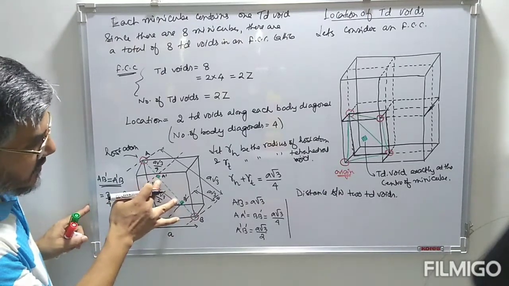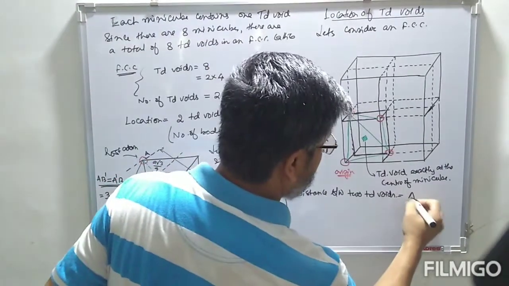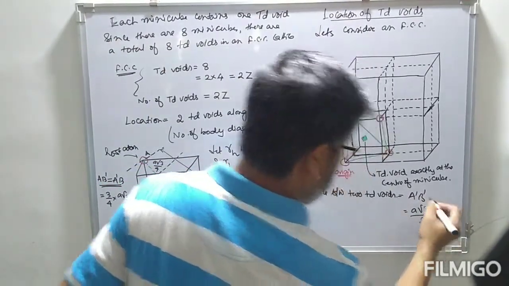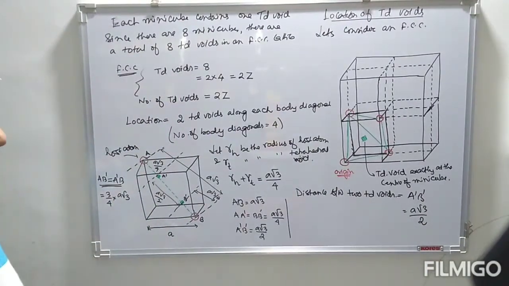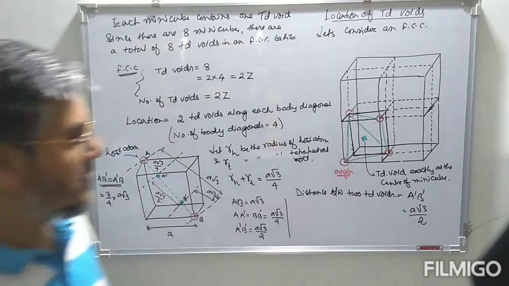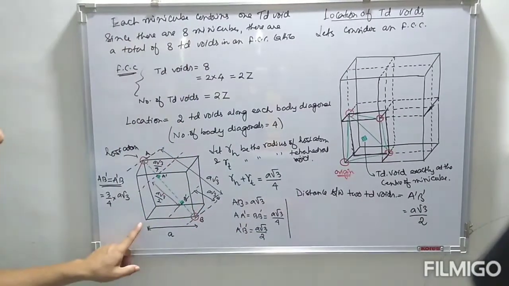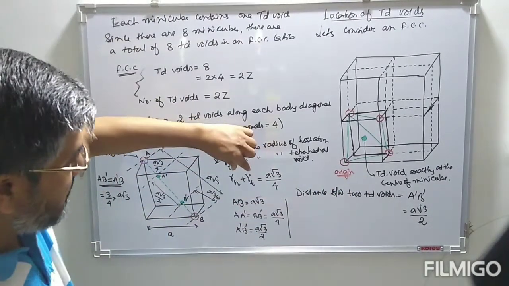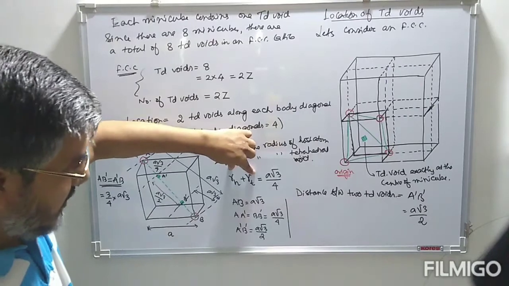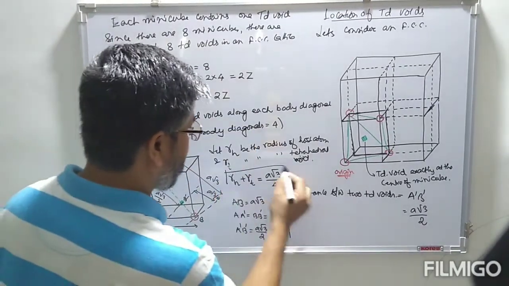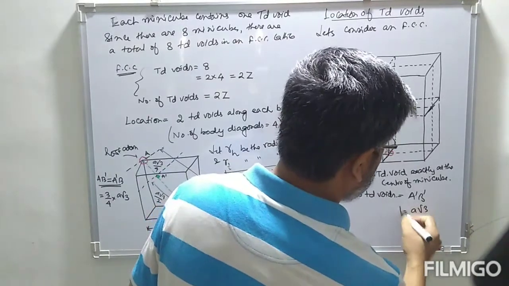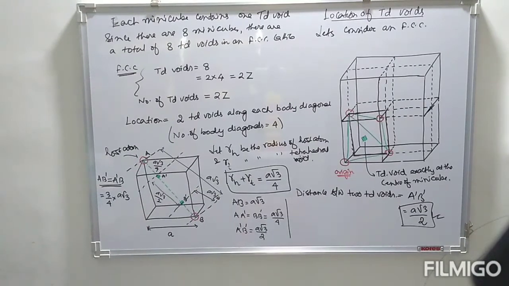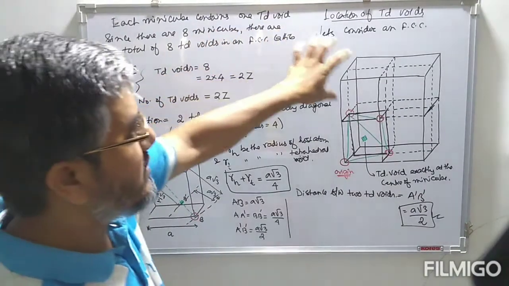So the distance between two tetrahedral voids is equal to A prime B prime. So A prime B prime is equal to A root 3 by 2. So the distance between any two tetrahedral voids in an FCC is A root 3 by 2. This is the distance between two tetrahedral voids. This is the distance between host atom and tetrahedral void. These are the various distances that I have shown you. So this is the location of tetrahedral voids in an FCC.